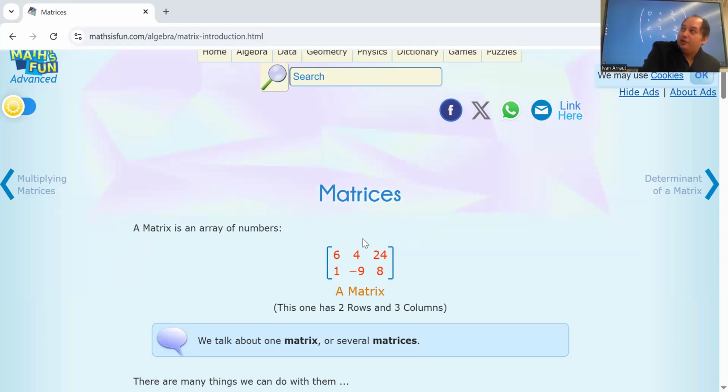A matrix is an arrangement of numbers. These numbers provide some information. For example, when you take a photo, the pixels of that picture are stored in matrices. You don't know it, but there are matrices there with a huge amount of rows and columns. This matrix has 2 rows and 3 columns.